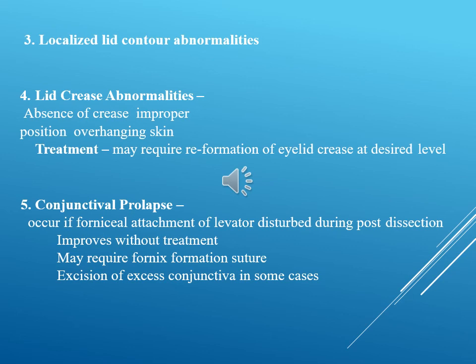The fifth complication is conjunctival prolapse. Now, conjunctival prolapse may occur if the fascial attachment of the levator is disturbed during dissection. Generally, conjunctival prolapse improves without treatment. If it does not improve, it may require fornix formation sutures, or the excess of the conjunctiva may have to be excised in some cases.